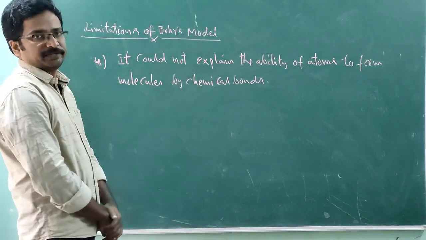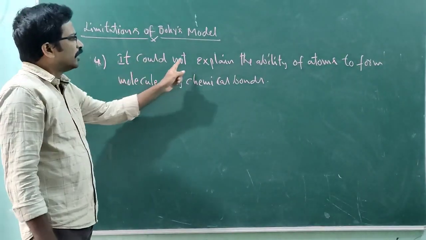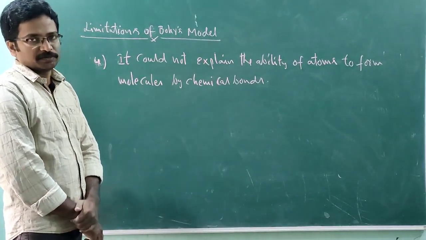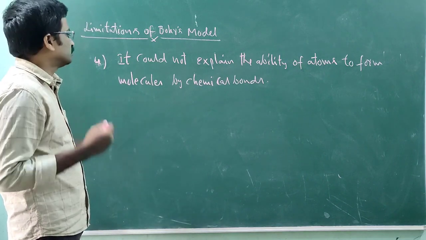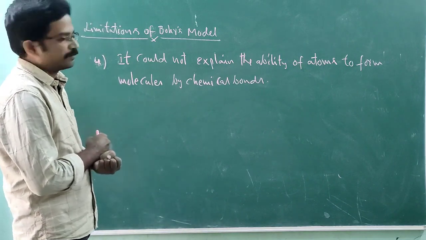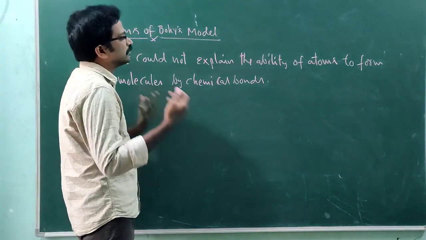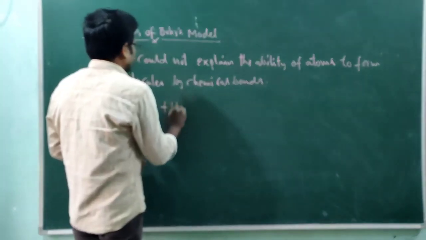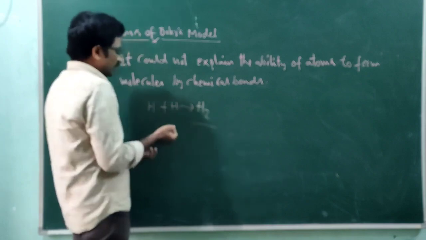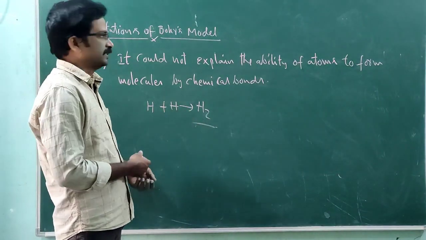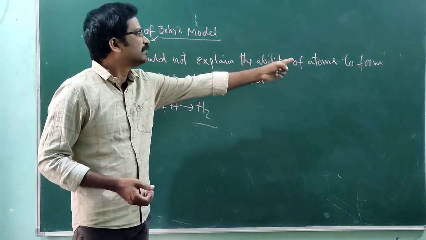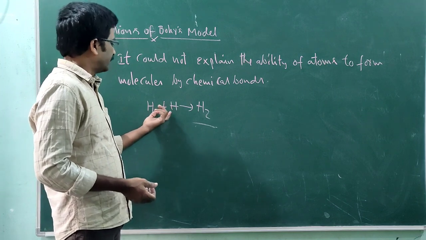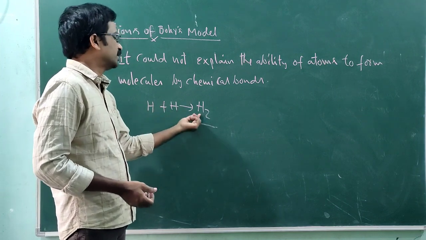The fourth point: it could not explain the ability of atoms to form molecules by chemical bonds. It could not explain why molecules are formed from atoms. For example, hydrogen and hydrogen give rise to H2. How does it happen? It cannot explain how the elements come together to form the molecule.